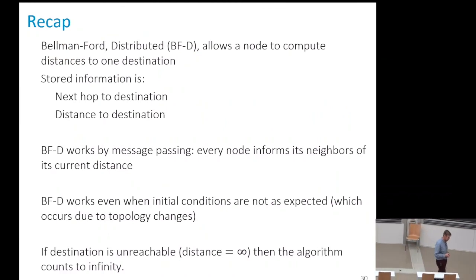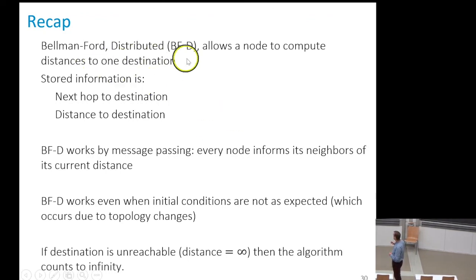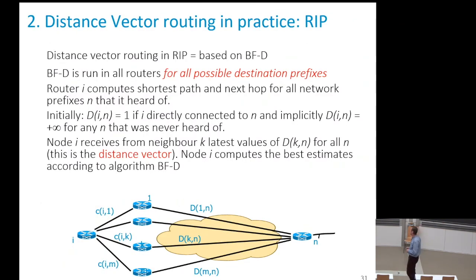So we are almost at the end. We have seen the theoretical underpinnings of distance vector. It uses distributed Bellman-Ford, which allows us to compute distances to one destination, and the stored information is only the next hop to the destination and the distance to the destination. We can interpret it as message passing, and we can really make it work as truly message passing, and it works even when initial conditions are not as expected. But if the destination is unreachable, then the algorithm will count to infinity. This is what is done in protocols like RIP.